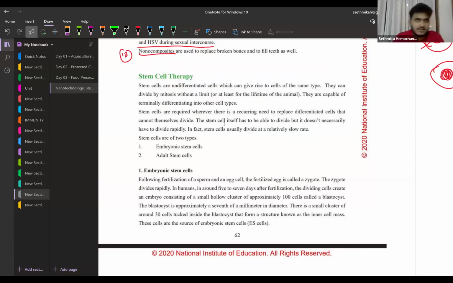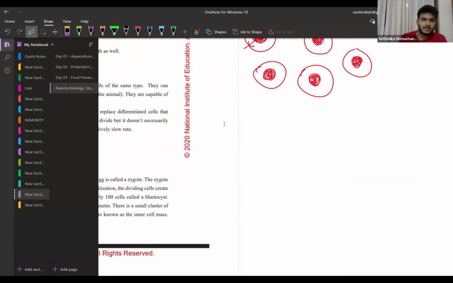Stem cells. Now, in plants, you have meristematic cells. And in humans, we have the stem cells. Okay. So basically, what happens to meristematic cells? Meristematic cells, they anyway divide, right?